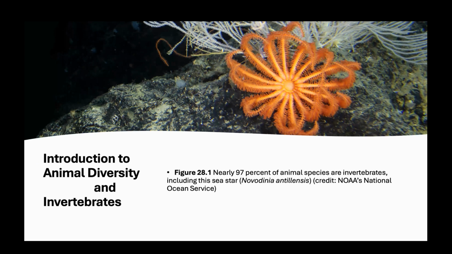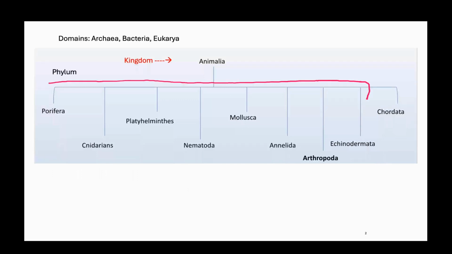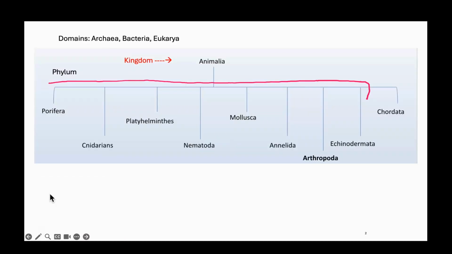So we're going to look at the introduction to animal diversity. The first part is going to be animal development, and then we're going to look specifically at invertebrates. We are going to be in the domain of Eukarya, the kingdom of Animalia. The phyla we're going to be looking at are Porifera, Cnidarians, Platyhelminths, Nematoda, Mollusca, Annelids, Echinodermata, and arthropods.